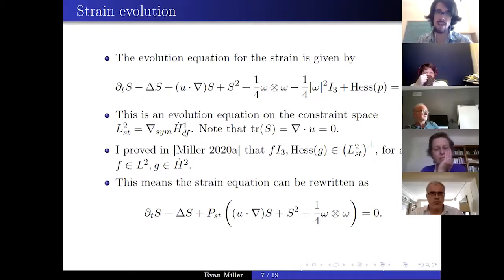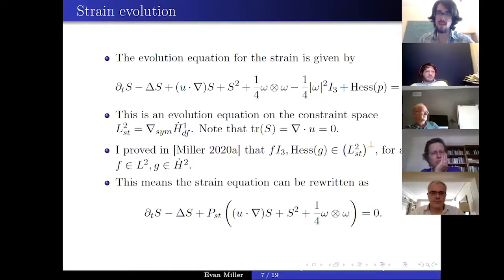But some basic properties to note is that the trace of S is the divergence of u, because the diagonal elements of S are delta 1 u1, delta 2 u2, delta 3 u3. And so the trace of S has to be zero. So for every S in our constraint space, L2ST, the strain space, S has to be trace free. We can also show that the sum over ij of del i, del j, Sij is zero.